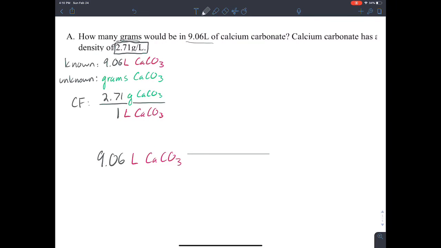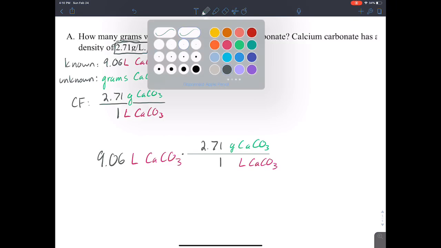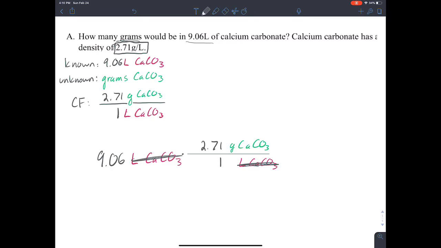So we set up our conversion factor, and we're going to drop liters to the denominator so it will cancel. So 1 liter for every 2.71 grams of calcium carbonate. This will allow us to cancel liters and end up in grams. So we're going to get 9.06 times 2.71 divided by 1. So just multiply. We have 3 significant figures in both of these, so we're going to keep 3, and we're going to get 24.6 grams of calcium carbonate.